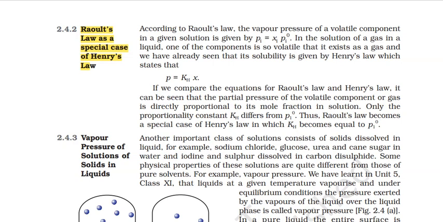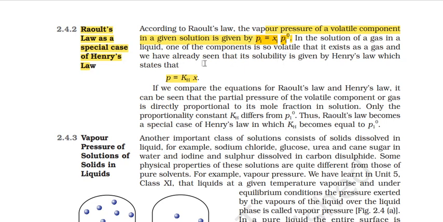According to Raoult's law, the vapor pressure of a volatile component in a given solution is given by Pi equal to Xi into Pi naught. In the solution of a gas in a liquid, one of the components is so volatile that it exists as a gas. We've already seen that its solubility is given by Henry's law. If we compare the two equations, Raoult's law said that the volatile component inside the solution, uska vapor pressure will be given by this, directly proportional to the mole fraction.